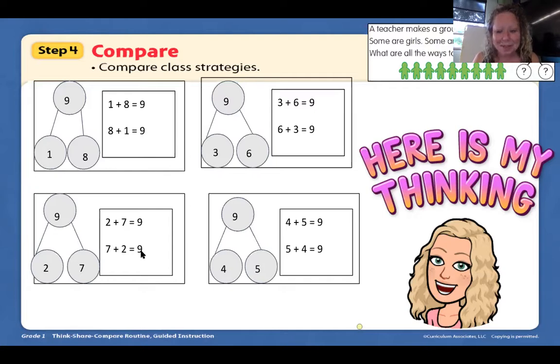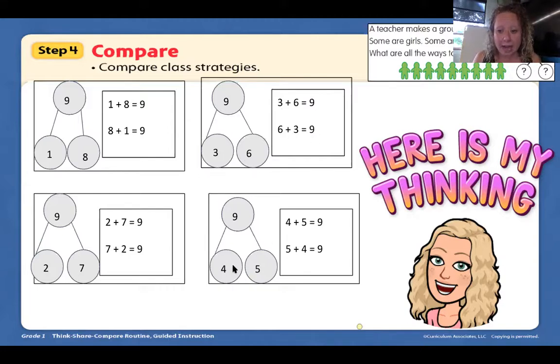Let's keep going. I could have 3 girls and 6 boys, or 3 boys and 6 girls. And here are my equations to match this number bond. 3 plus 6 equals 9, or 6 plus 3 equals 9. Did anyone have that number bond? Raise your hand if you did.